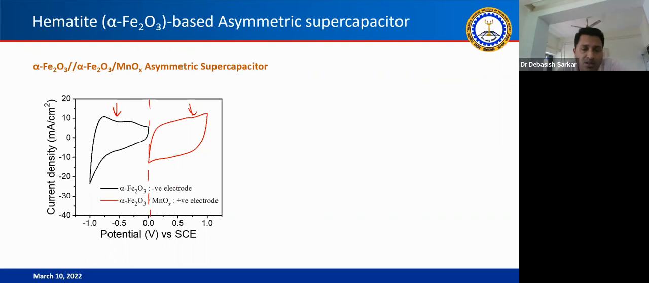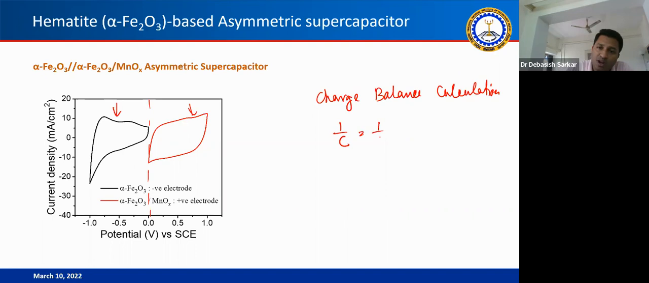However, before making this asymmetric supercapacitor, you have to do some calculation that is called charge balance calculation. This is very important because in an asymmetric supercapacitor the materials are different, so they have different storage capacity. When you combine positive and negative electrode, you make a series combination, and in a series combination, 1/C = 1/C1 + 1/C2. In this case, you can get the maximum capacitance when C1 and C2 are almost equal.